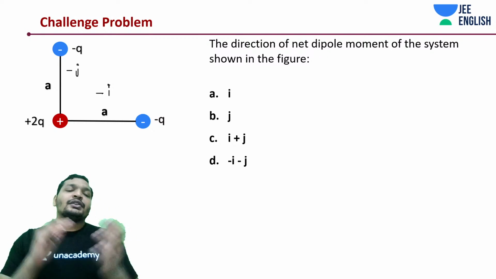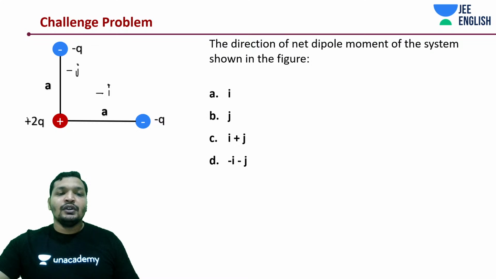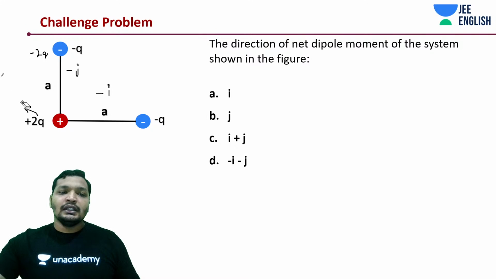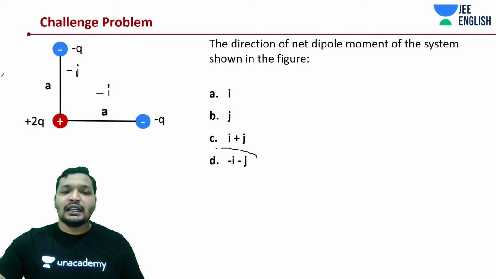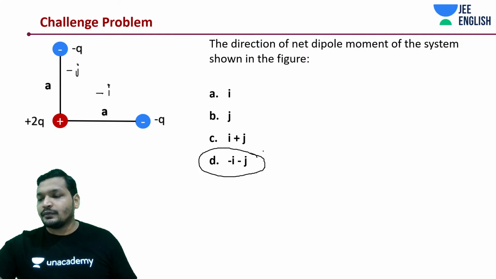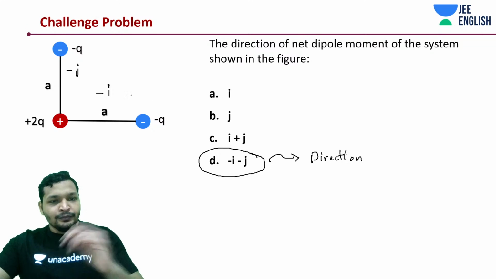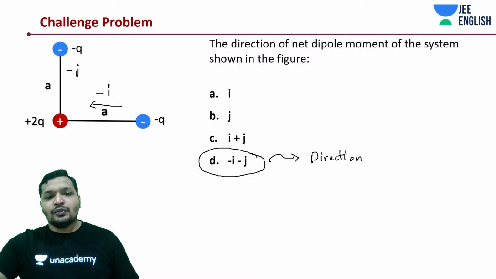If they were of different magnitudes, let's say this was plus 3q and this was minus 2q, things would change. I'll come to that point. What would happen if this was plus 3q and this was minus 2q? But in this case, as we calculated earlier, what would be the direction? Minus i minus j. We just derived it, right? This should be the direction of the dipole.